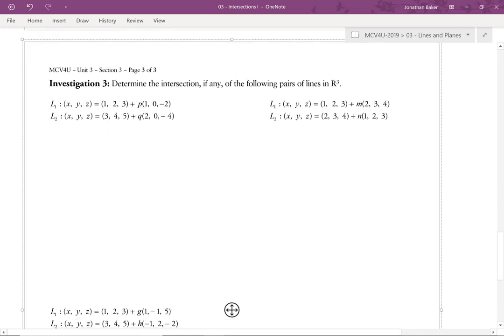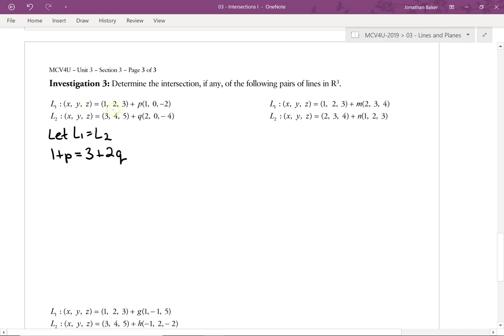Page 3, investigation 3 says determine the intersection, if any, of the following pairs of lines in R3. So let's start with this one here in the top left. We'll say let L1 equal L2. And this time we're going to have to equate all of the parameters in parametric form. So the x values are 1 plus p, which should be equal to 3 plus 2q. So that was our x values.